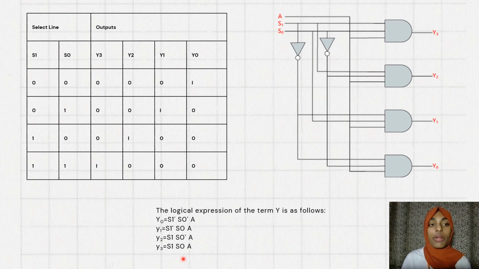As mentioned in the truth table, the logical diagram is also constructed using this. These are our select lines, this is the NOT gate, and these are the AND gates from which the different outputs emerge.